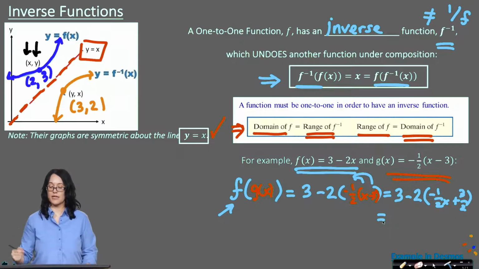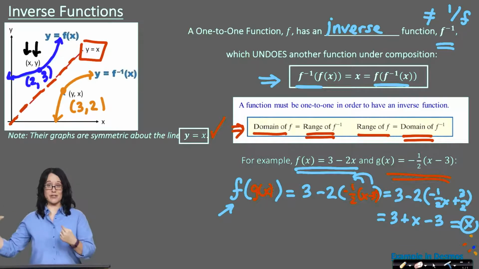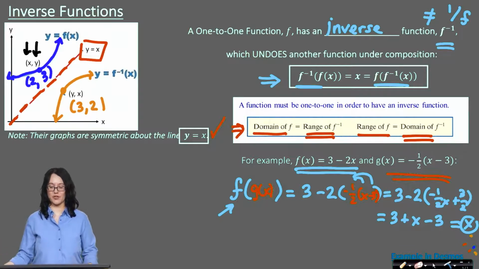Well, distributing the -2 now, you would have -2 times -1/2, which is +1x, so 3 plus x, 1x, right? And then -2 times a +3/2 gives you -3/1, because the 2's cancel. In other words, -3. Feel free to slow yourself down there if you need to write it out. The 3 minus 3 cancels, and guess what? I'm left with the original input. So f undoes the g operation, so you're back to your original x values.